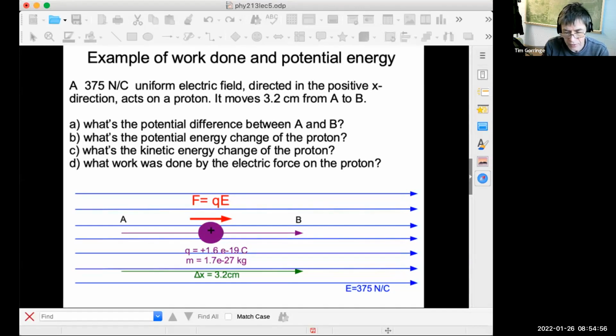We're going to think about the change in kinetic energy when the charge moves through the electrical field. We're going to think about the work done by electrical force when the charge moves through the electrical field.